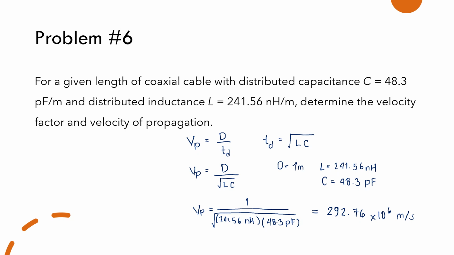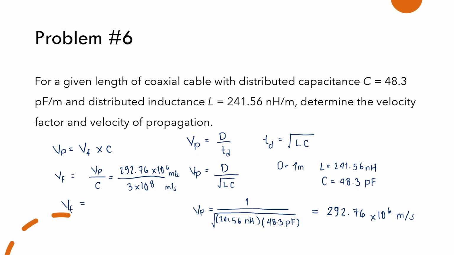Now, to calculate the velocity factor, we have the basic formula. The velocity of propagation is equal to the velocity factor multiplied by the velocity in free space. So, the velocity factor will be equal to the velocity of propagation divided by the velocity in free space, and this is equal to 292.76 times 10 raised to 6 divided by 3 times 10 raised to 8. Meters per second and meters per second din to, so makakancel. The velocity factor will be unitless.